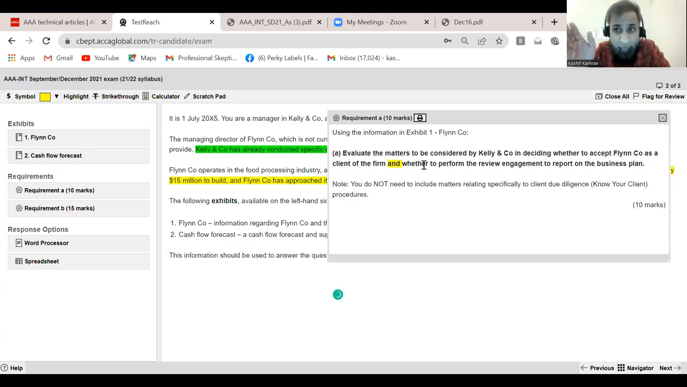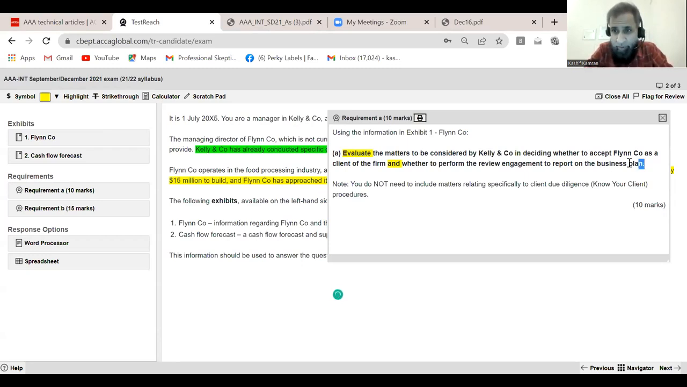And whether to perform a review engagement on the business plan. So two things need to be decided. Firstly, whether you should be accepting Flynn as a company. If you say yes, I'm accepting Flynn as a company, then the second decision you have to take is whether you will be performing the review engagement on the business plan. And look at this word here, evaluate. That means you have to give a conclusion. So you have to be very careful about it.